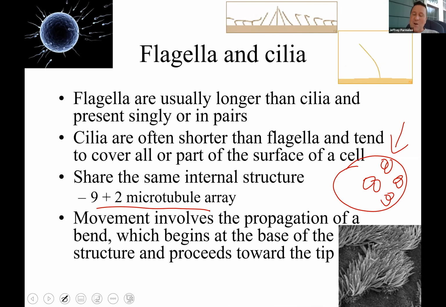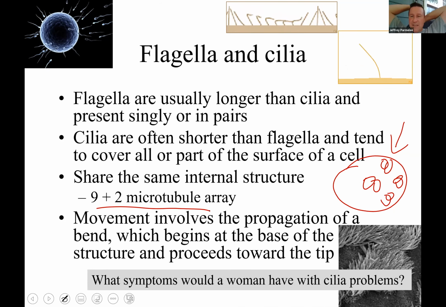All right. One thing to think about is, if you had a cilia issue, what would the symptom be? Imagine you had a genetic disease where you don't make the cilia correctly, so they don't move.